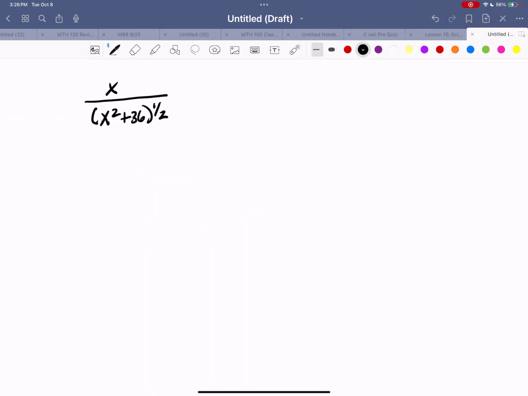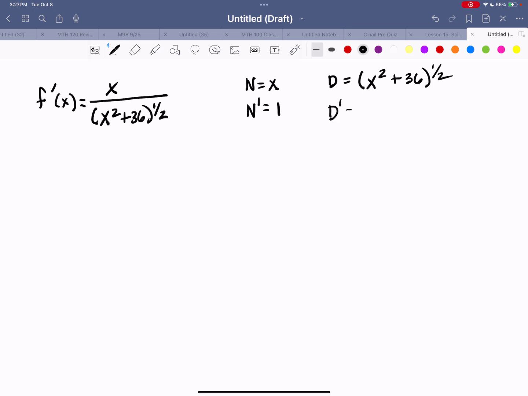So this is our first derivative, f prime of x. And I'm using the quotient rule here. So my numerator is x. The first derivative of my numerator is 1. So this is just like taking the first derivative, only you're taking the derivative of the derivative. My denominator is x squared plus 36 to the 1/2. Don't forget your exponent there.